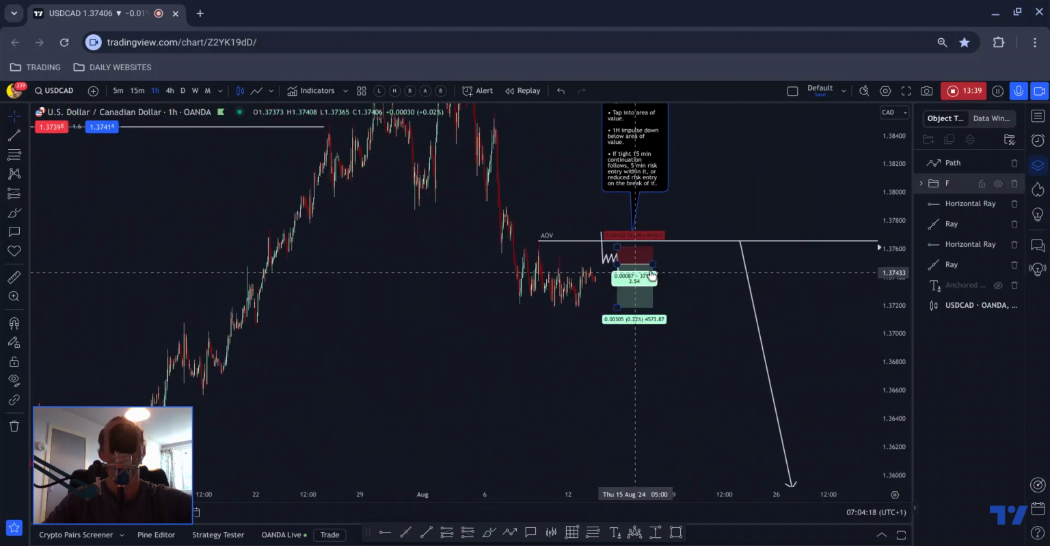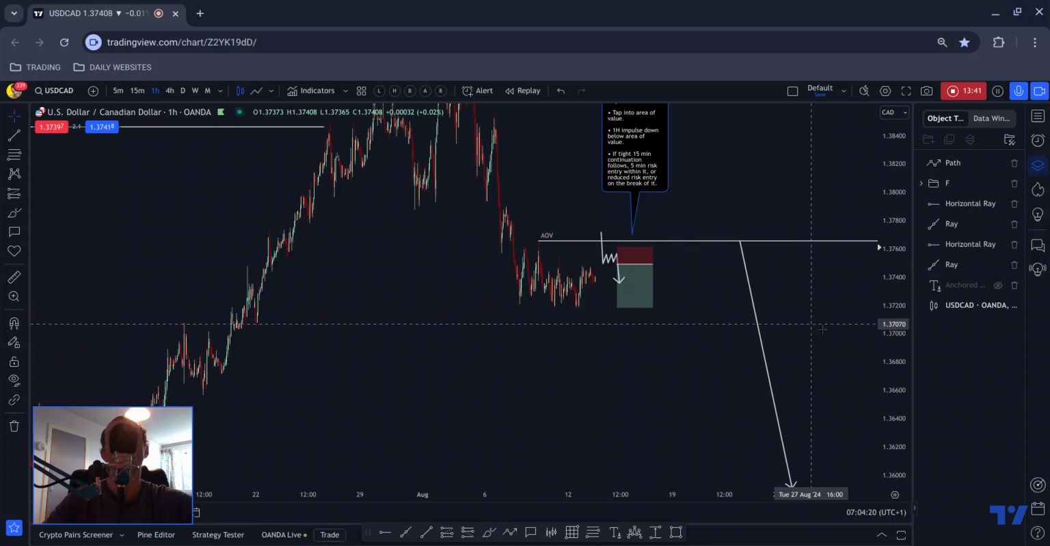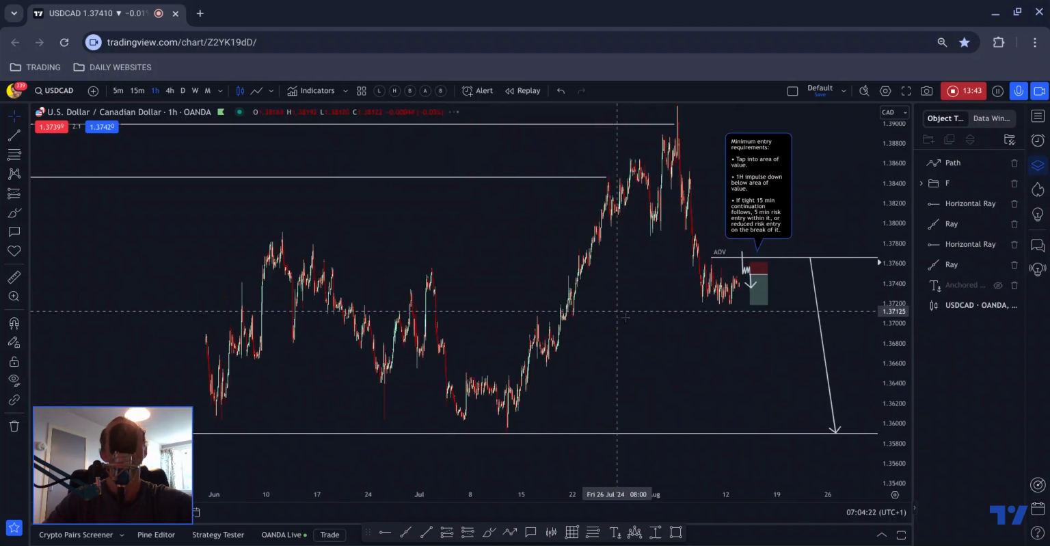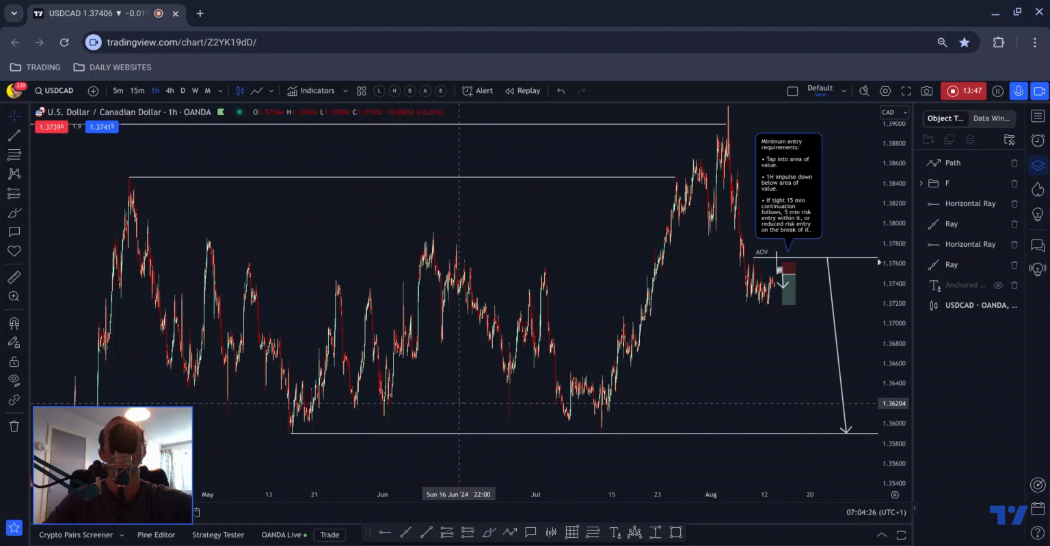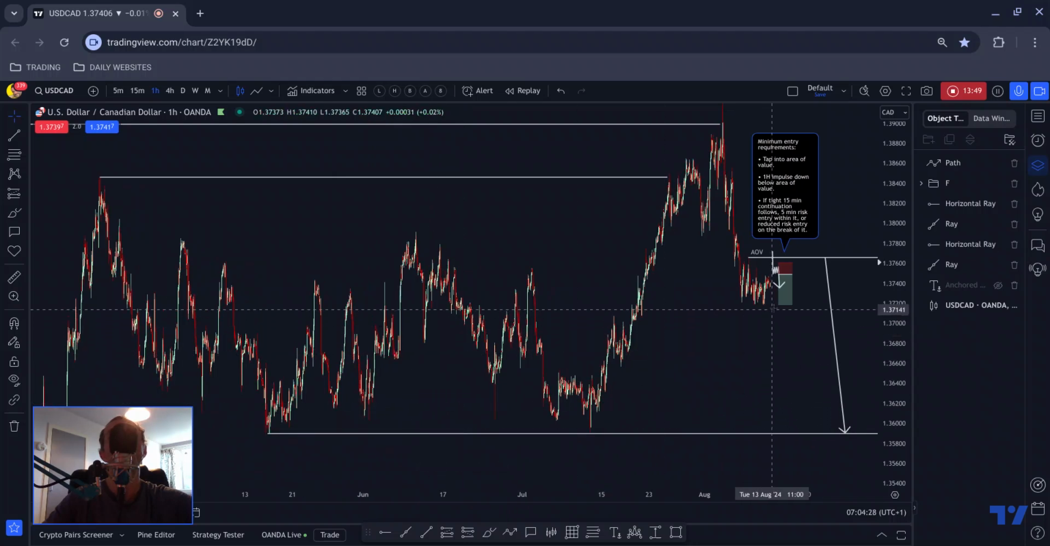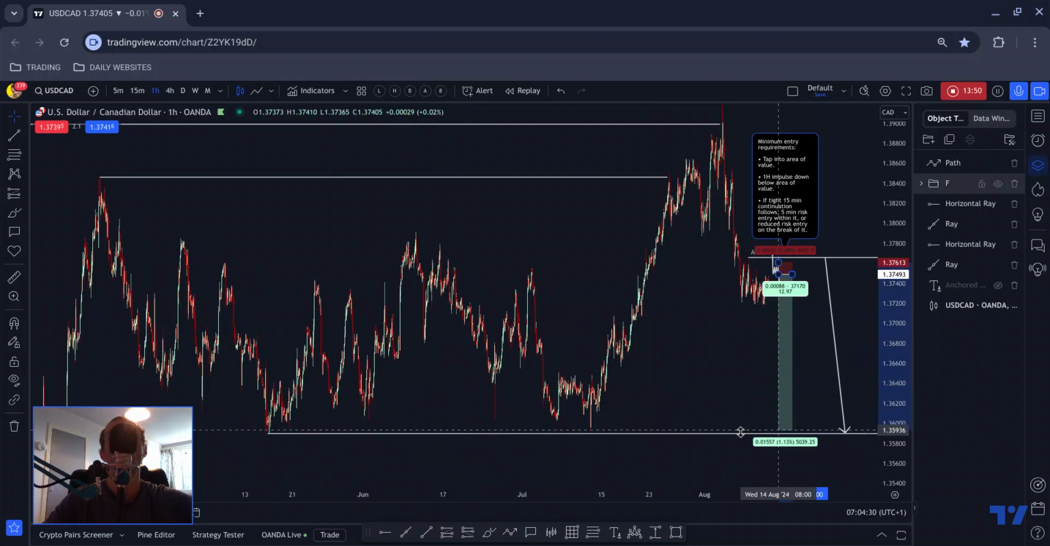Then I'll be able to manage it down to there for something in the region of 2.5%. My target in this instance would be that low, which I was talking about, that we didn't break below on the higher time frames. And down to there, we would have something in the region of 13%.